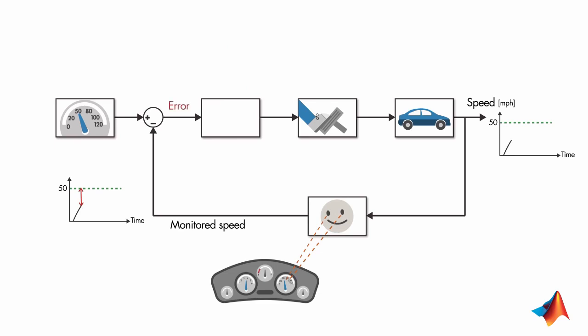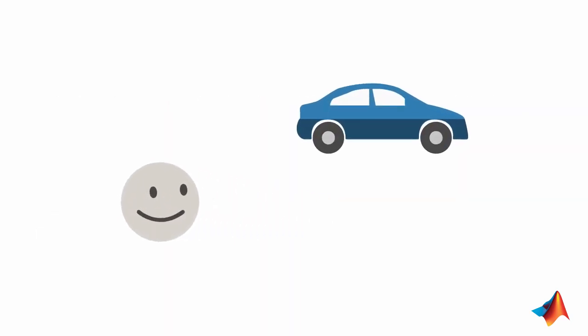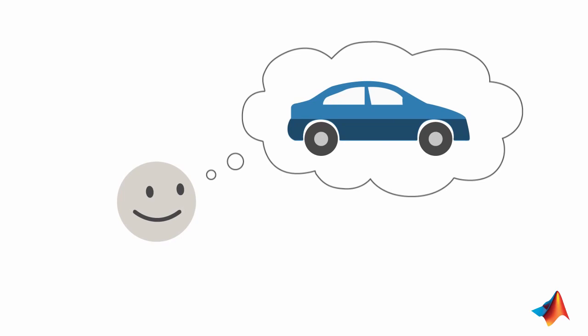Based on the error, you make a decision. In this case, the error is not zero, therefore you decide to apply more gas to get to your desired speed. And this in turn influences the speed of the car. The smaller the error gets, the less gas you apply. And once you get to the desired speed, you keep your foot still on the gas pedal to maintain your speed.